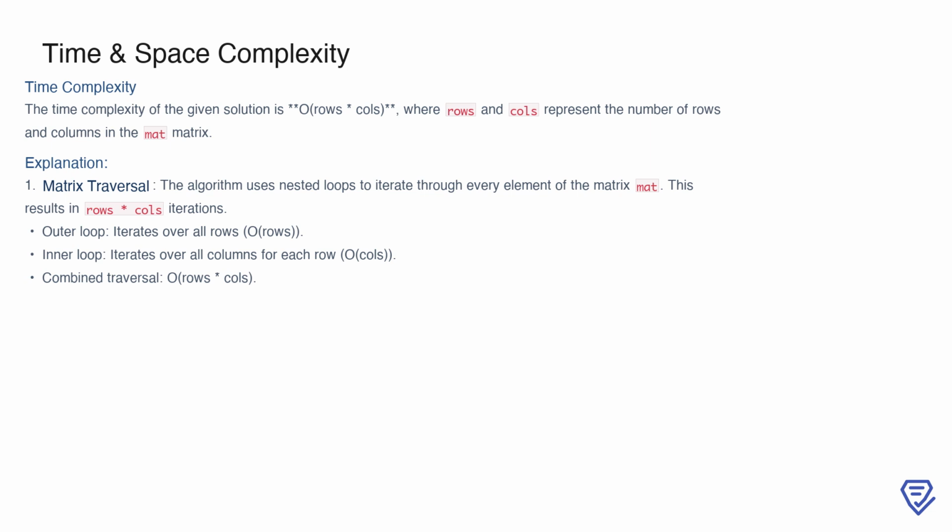This is because the algorithm uses nested loops to traverse every element of the matrix. Specifically, the outer loop iterates through all the rows, and for each row, the inner loop iterates through all the columns. This results in a total of rows multiplied by cols iterations. So, regardless of the data within the matrix, the traversal step alone ensures an O(rows * cols) time complexity.